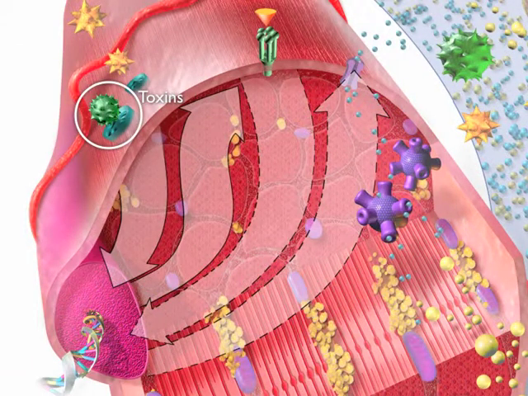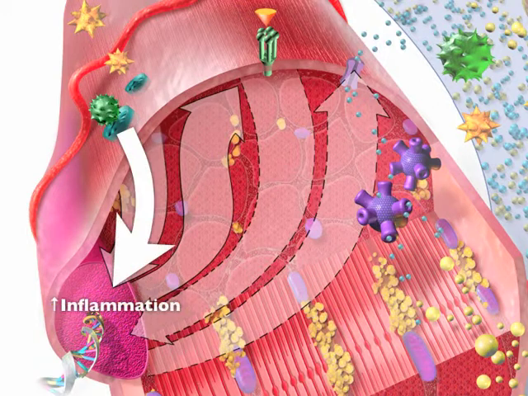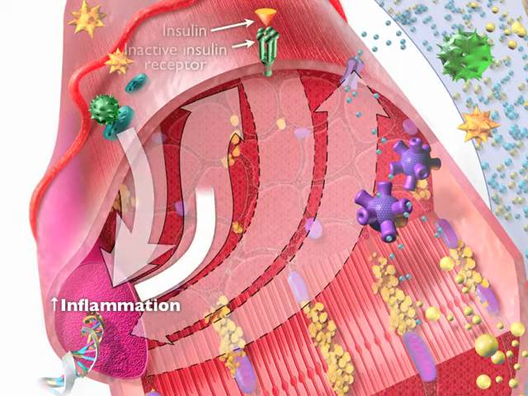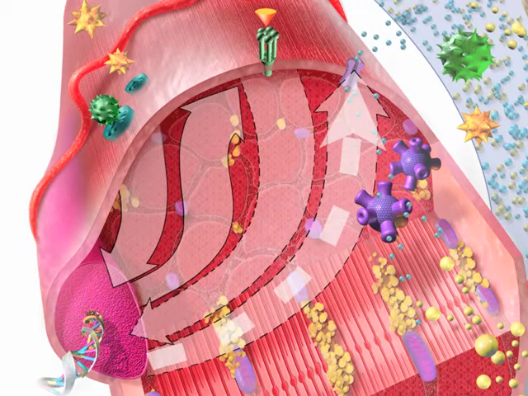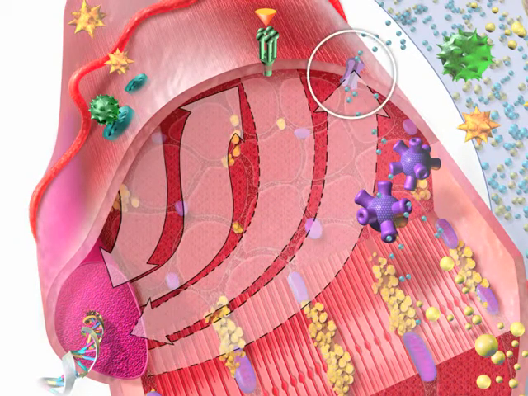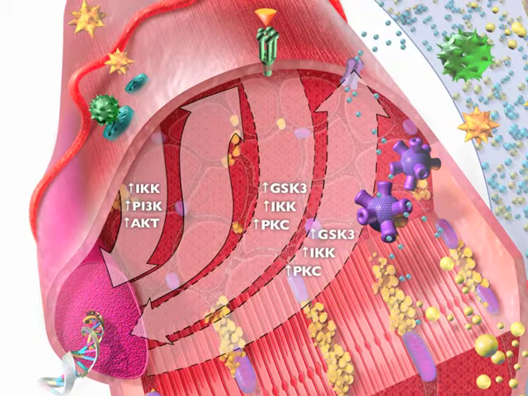And here we're looking at muscle, specifically a muscle cell. And here the toxin is attaching itself to that muscle cell and sending a specific message to the interior of the cell, telling the cell to increase an inflammatory response. In response to that message, the inflammatory signal affects the insulin and insulin receptor of the cell, and that reduces insulin signaling and the ability of sugar to enter into the cell so it can be burned as a source of fuel.